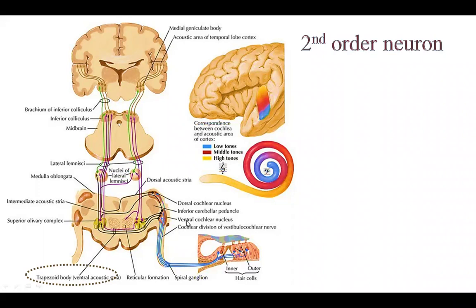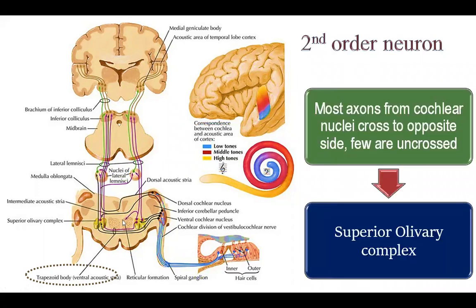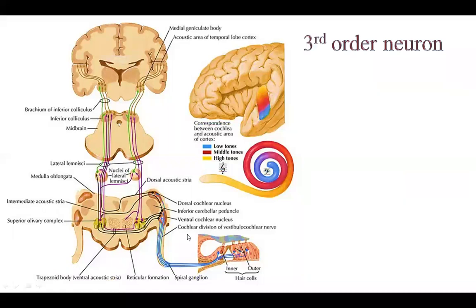Now, as you see here, in the second order neuron, most of the fibers cross to the opposite side and few remain uncrossed. The crossing of the fibers constitutes the trapezoid body over here. Okay. So after crossing, both the uncrossed as well as the crossed fibers reach the superior olivary complex, which is this green structure. Now next, from here arises the third order neuron.